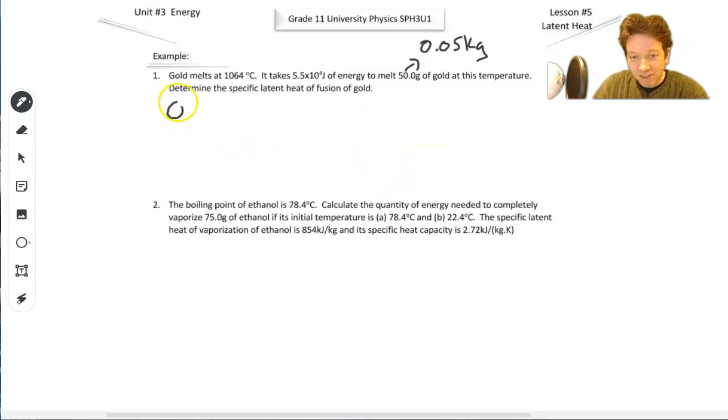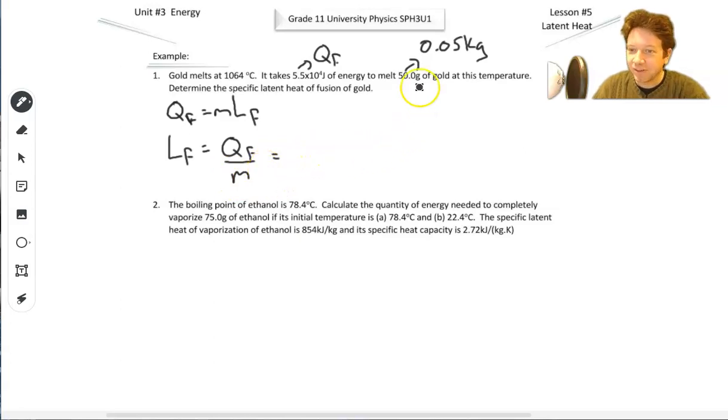So the equation that I showed you was like this. Q_F equals m times the latent heat of fusion. Now in this case, they're giving us Q. That's right here. That's the amount of energy. Q is energy. And they're asking for the latent heat of fusion. So we're just going to rearrange that equation and say L_F equals Q_F over m. And then we can sub in what they tell us.